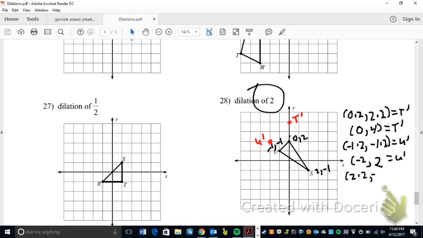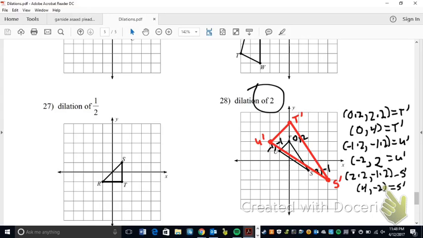And then for 2, -1, again, what we want to do is take that x value and multiply it by the scale factor, and that is going to give us the x value of the transformed point. So here we're going to go 2 times 2. That's going to give us the x value of S prime. And -1 times 2, that's going to give us the y value of S prime. And so that gives us 4, -2. We plot that and we go there.